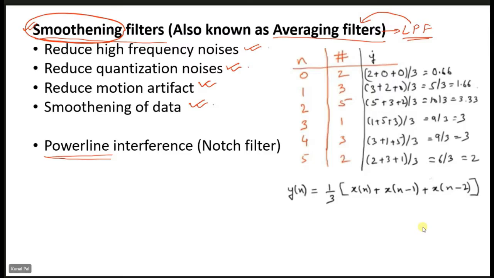So in those cases, you need to remove the power line interference, and for that purpose the notch filter is used. You can regard the notch filter as one of the special cases of the smoothing filter, and we will be seeing a bit later how the same filter can act both as a high pass, an averaging or low pass filter, and a notch filter.